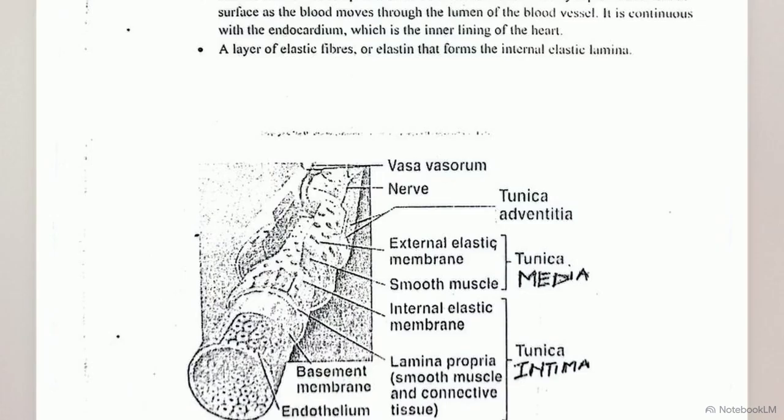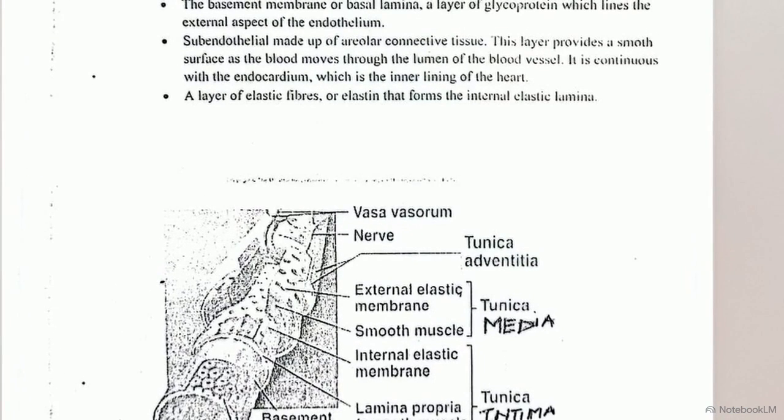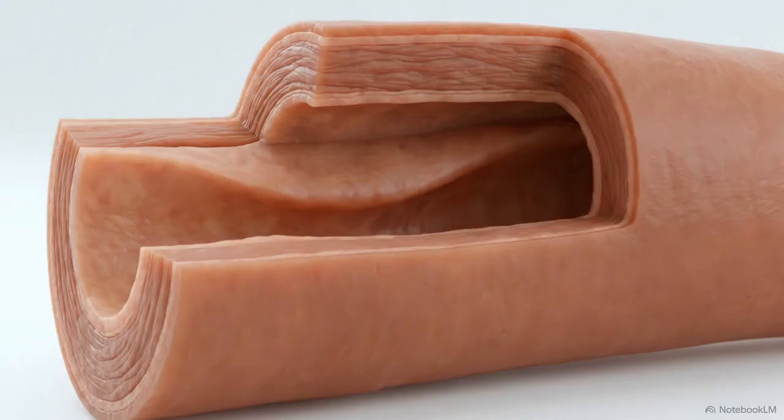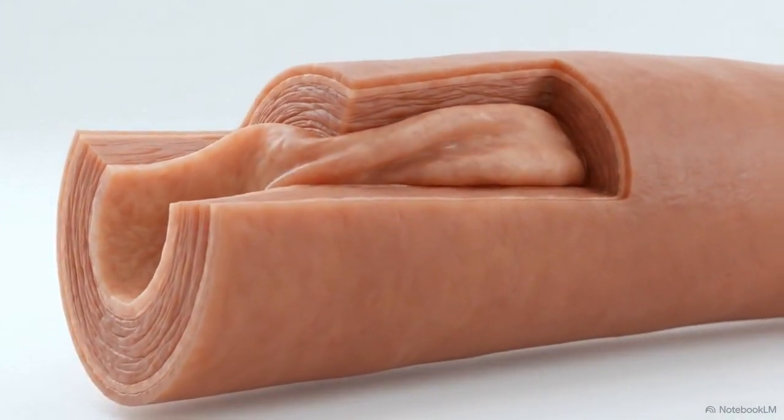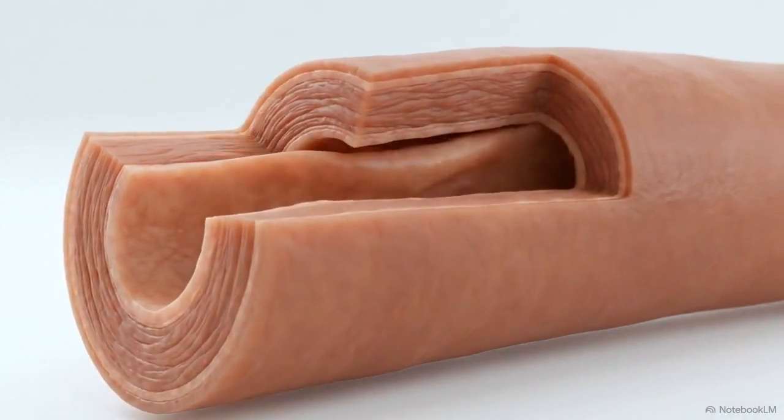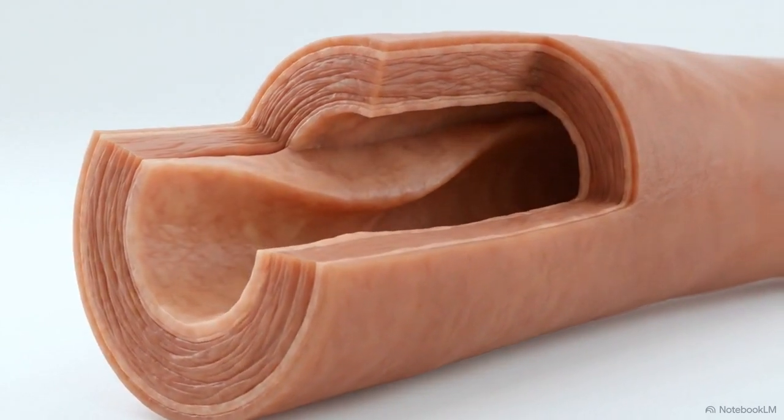The outermost layer is the tunica externa, or adventitia, which anchors the vessel. Because the walls of very large vessels are so thick, they require their own dedicated microscopic blood supply, the vasa vasorum. Consider these layers. Which is responsible for actively narrowing the vessel's diameter? It is the tunica media, driven by its circular smooth muscle.